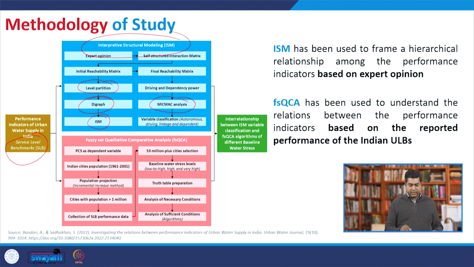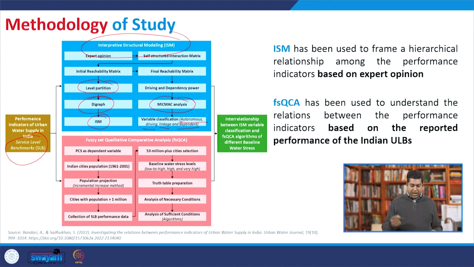And in this case we also use MICMAC analysis, where we finally classify the variables under autonomous, driving, linkages, and dependent. All this benchmarking, we have mentioned 9 benchmarks. We plot them and then classify them into autonomous, driving, linkages, and dependent.